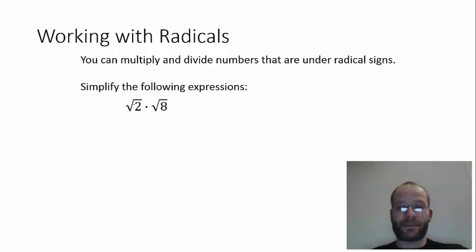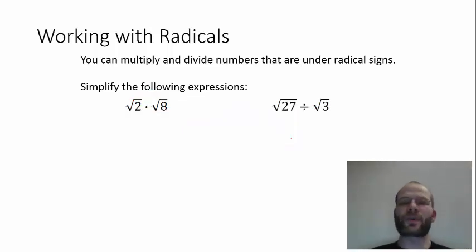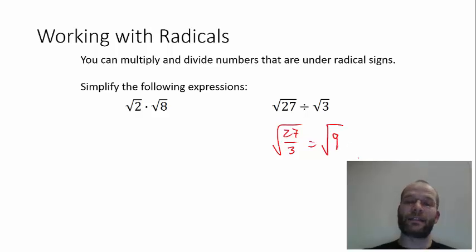Let's look at one other example. Square root of 27 divided by the square root of 3. That is equal to the square root of 27 divided by 3. And the square root of 27 divided by 3 is equal to the square root of 9, which of course is equal to simply 3. So we can do that as well.